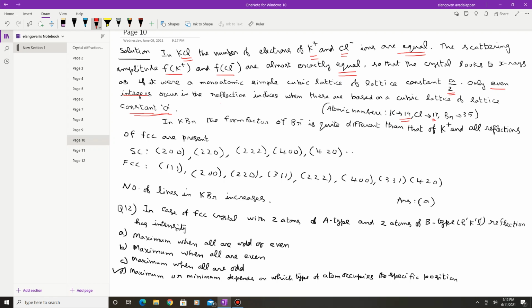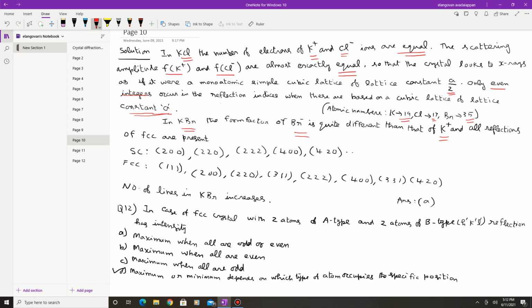Now if we take KBr, potassium bromide, the form factor for bromine is quite different from potassium. For bromine the number of electrons is 35, for potassium it is 19, so it is quite different. Therefore the form factor is different. For KCl the form factor for potassium and chlorine is the same, while for potassium and bromine the form factors are quite different. So all reflections of FCC are present.